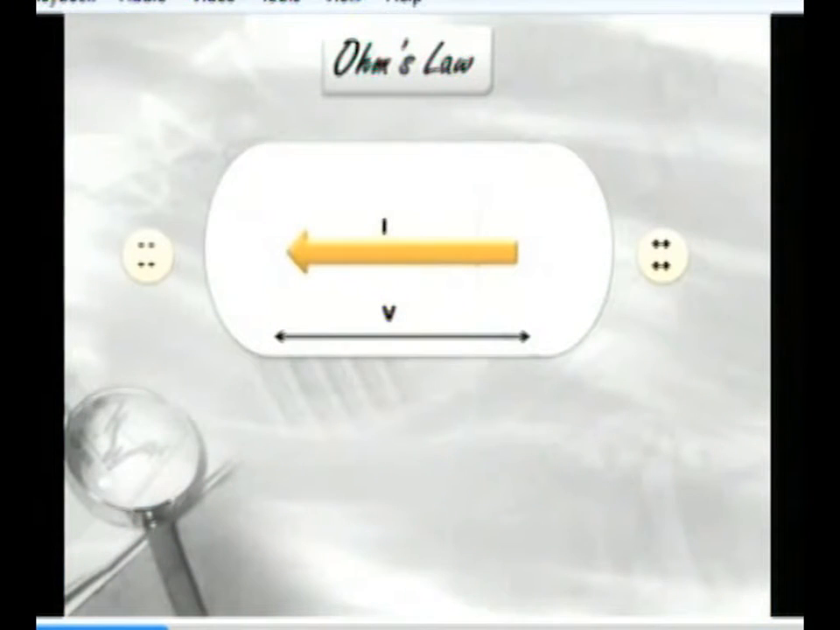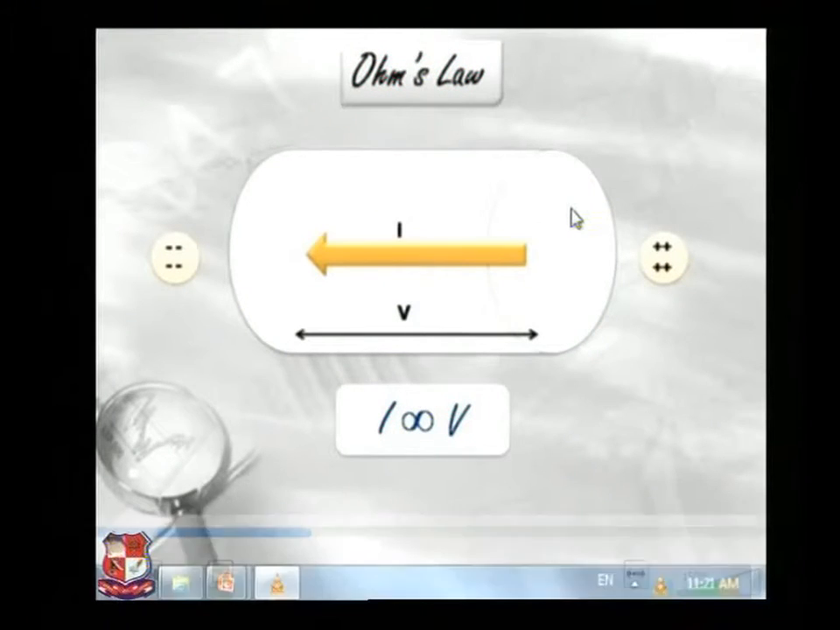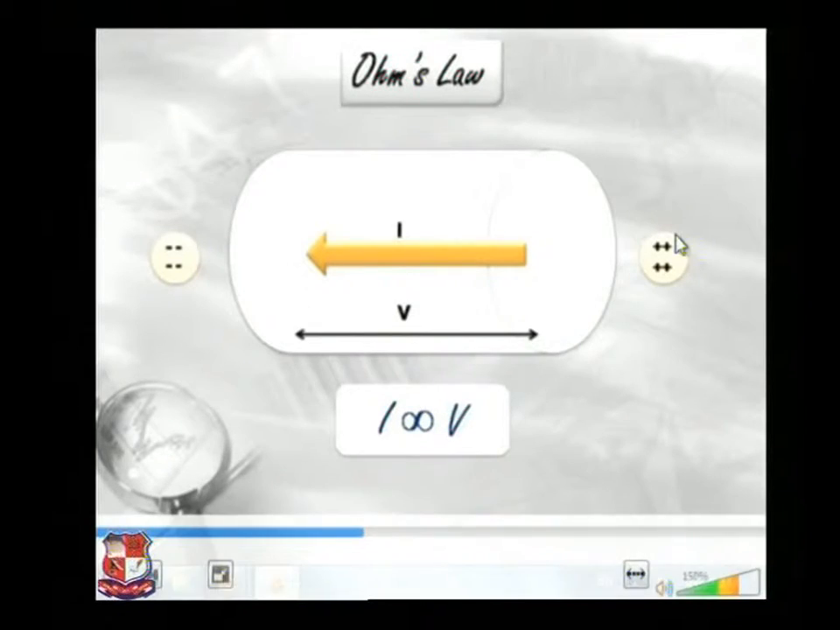So if V is the potential difference of this conductor from point A to point B and a current I flows through it, I is proportional to V. What Ohm also discovered was that current is inversely proportional to the resistance offered by a conductor.